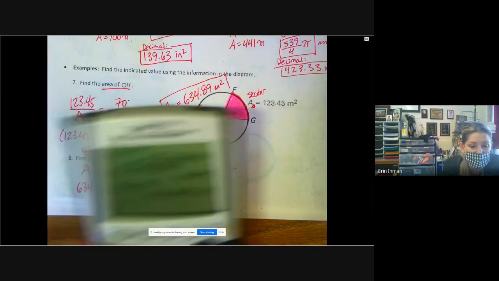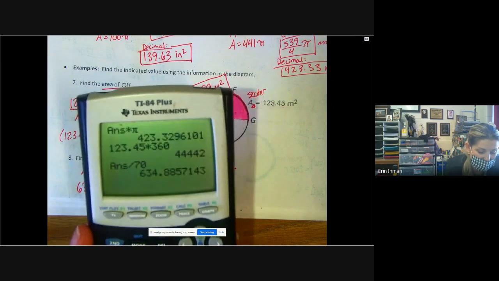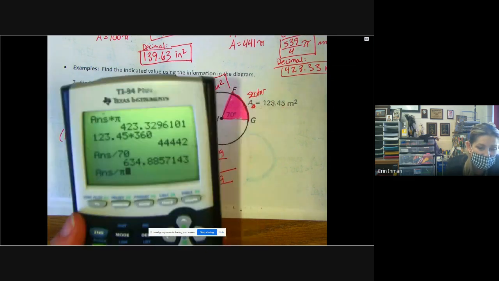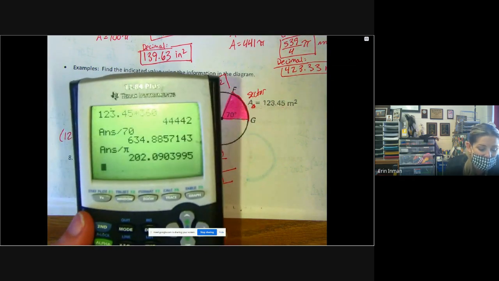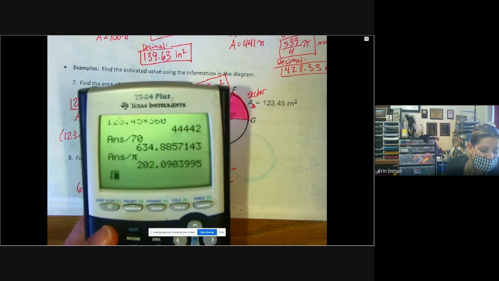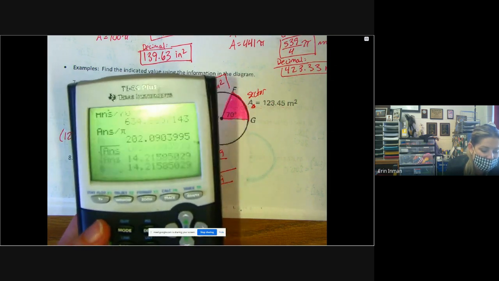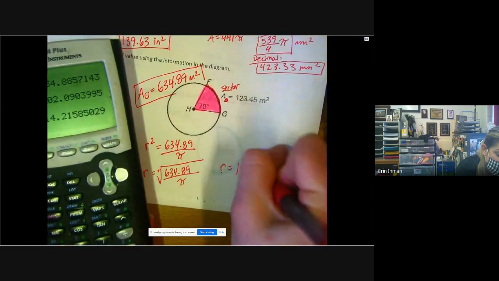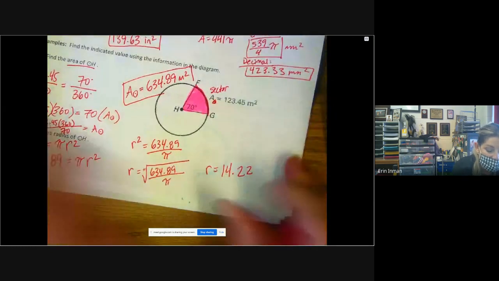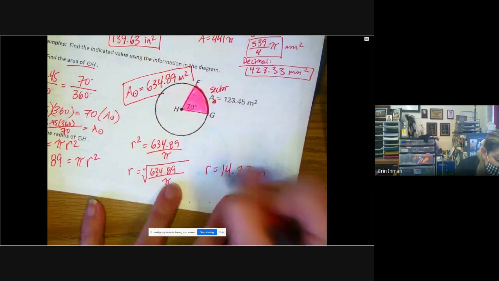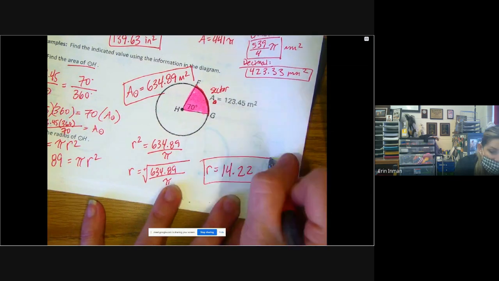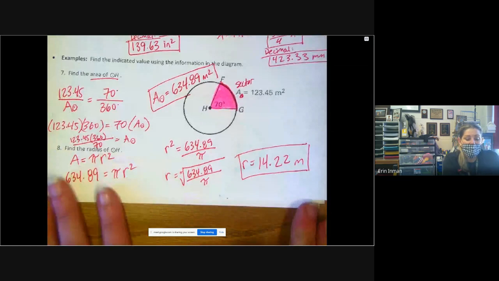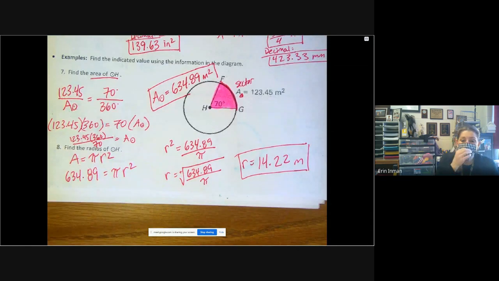So I'm going to do that. I still have it in my calculator here. So divide by pi, and then take the square root of that answer. And my radius is 14.22, approximately. I had to round. Okay, so that is sector area in a nutshell.